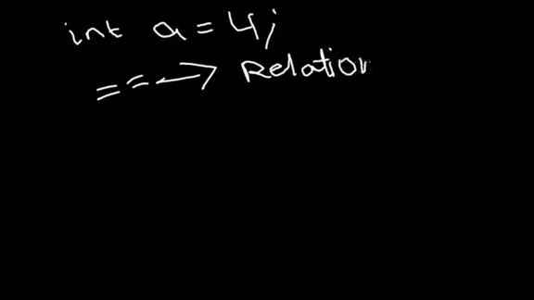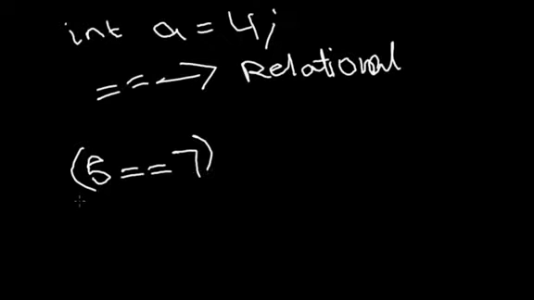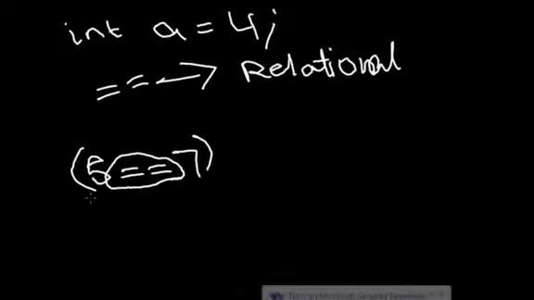So now my question to you is, what is the difference between a single equal to and a double equal to? If I wrote 5 equal to 7 in Java, that means this double equal to checks whether 5 is numerically equal to 7.